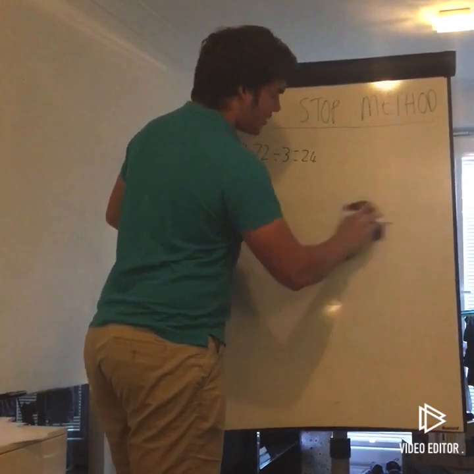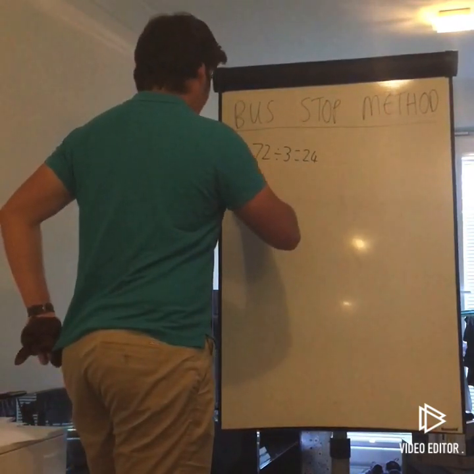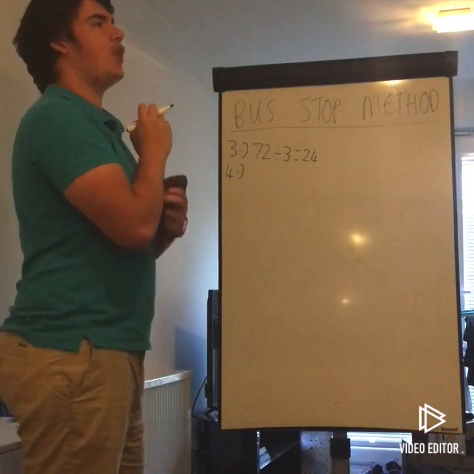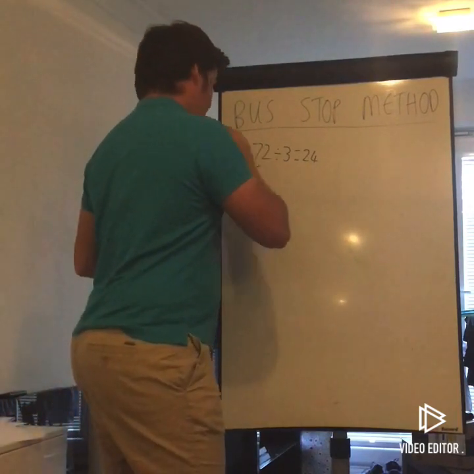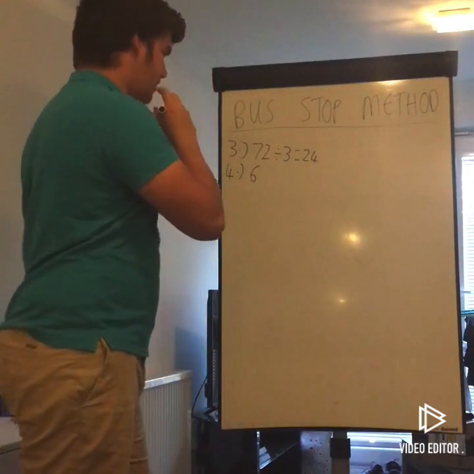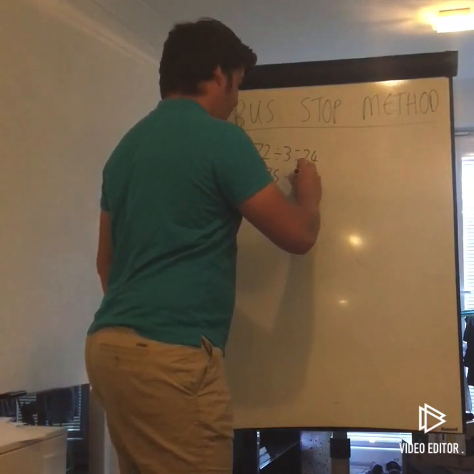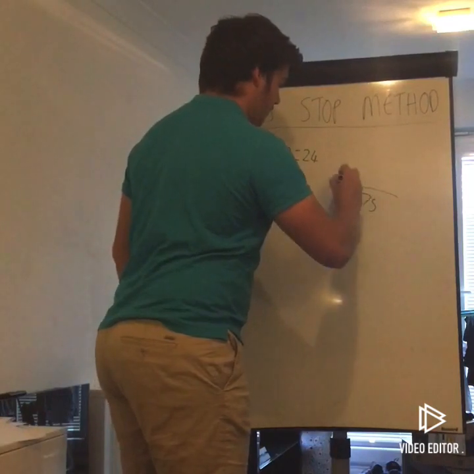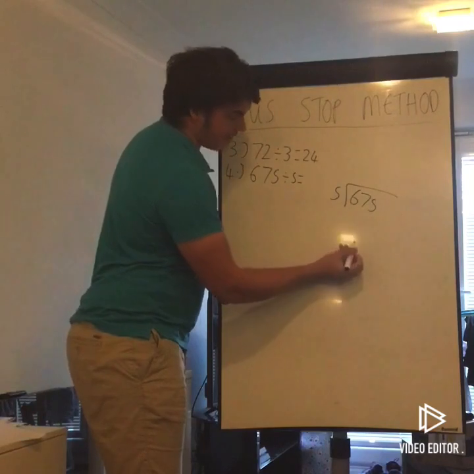I'll give you one more example with this sort of method, again, with a 3-digit number. Let's have a little think. Let's use our 5 times tables this time. Let's go with 675 divided by 5. So, how many 5s are there in 6?